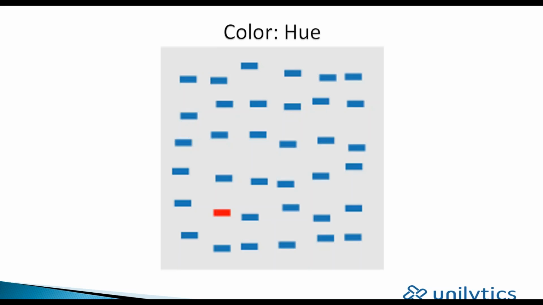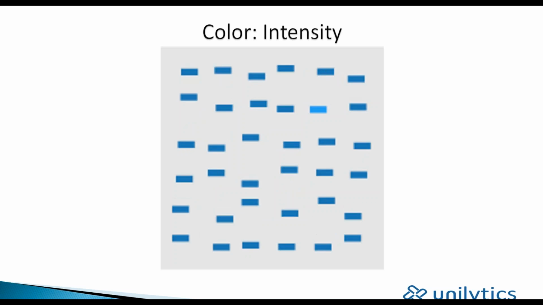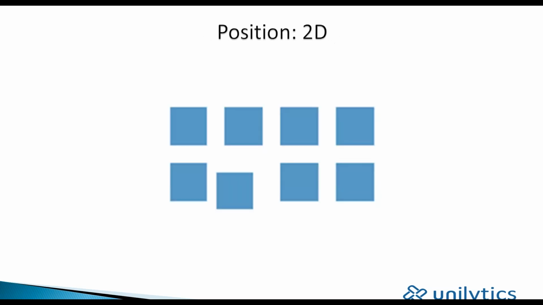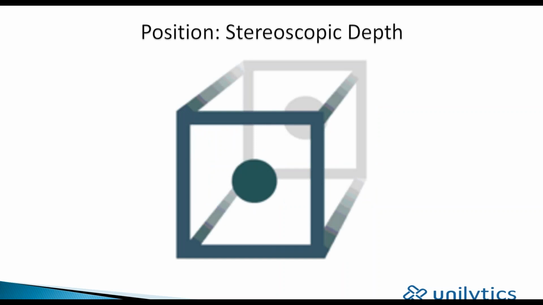Color hue, that's different colors. Color intensity: top right, we have the lighter blue color, so it's the same color, just a lighter or darker version of it. 2D position: in this case, the one on the bottom there is out of position and draws attention.